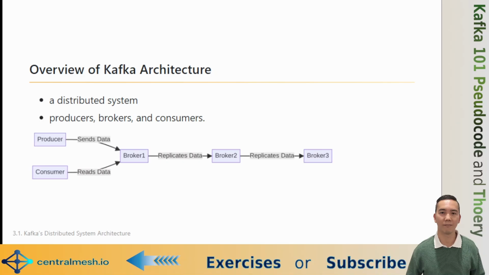Now looking at this diagram, you can see that Kafka's producer sends data to brokers, which then replicate the data to other brokers. This replication is crucial for fault tolerance, ensuring that if one broker goes down, others can still provide access to the data.